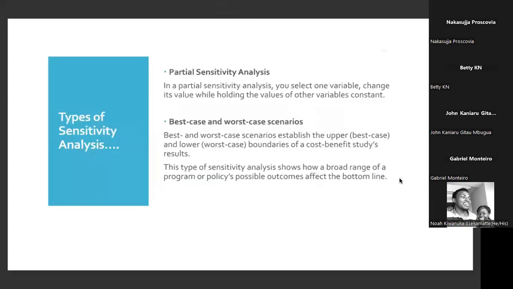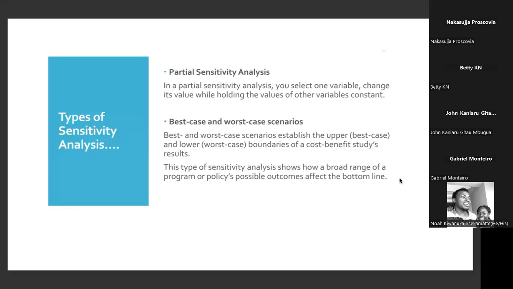So there are two types of sensitivity analysis: partial sensitivity, and then the best case or worst case scenarios. Partial, you select one variable and change its value while holding the values of the other variables constant. Then the best case or worst case scenarios, you establish the upper, that is the best case, and the lower, that is the worst case, boundaries, for example, in a cost-benefit analysis study.